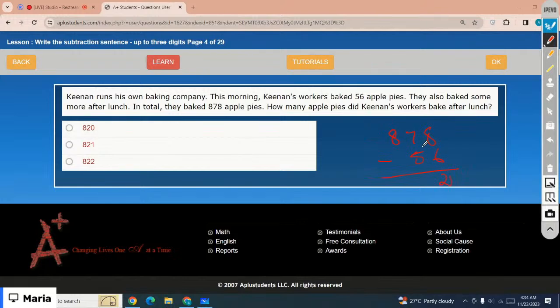So 8 minus 6 is 2, 7 minus 5 is 2. Here you have 8. That means after lunch he baked 822 apple pies. So the correct option is 822.